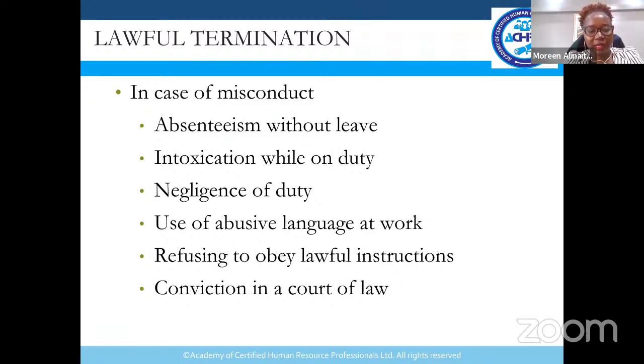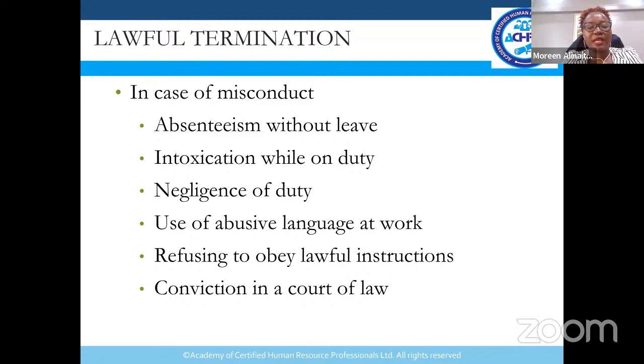Negligence of duty can also amount to misconduct. Now here, it has to be proved that you did not do what you were supposed to do, and the company or your employer experienced a loss because you did not do what you were supposed to do. Use of abusive language at work can also be considered as a misconduct and can amount to termination. Refusing to obey lawful instructions can also amount to termination, as it is considered to be a misconduct.